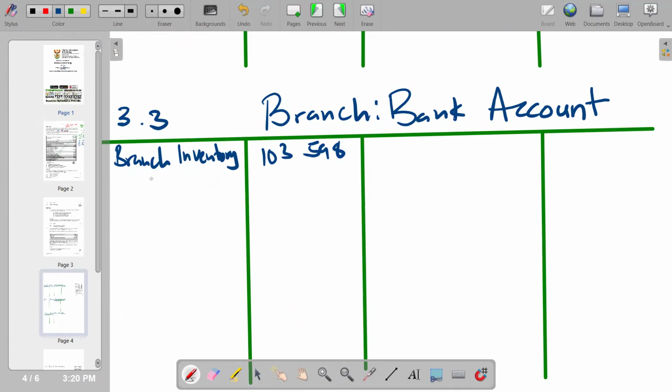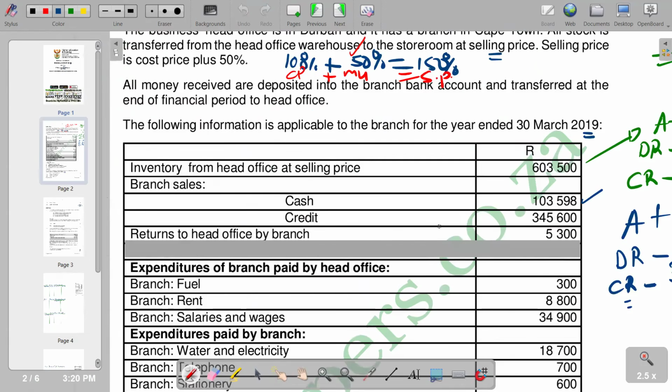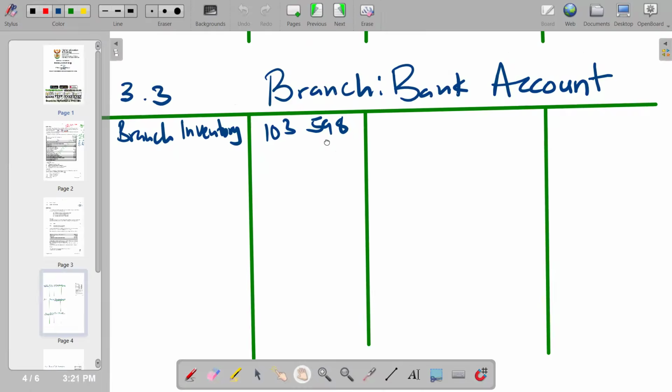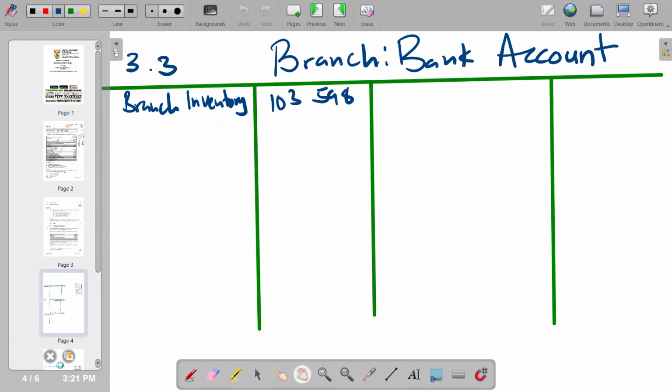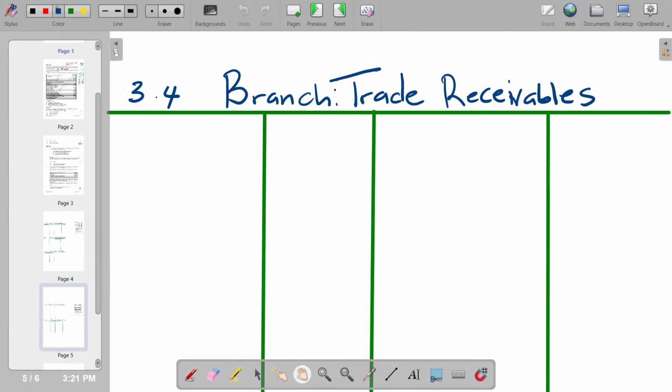Then we move on to the next item, which is going to be credit. Now, these are sales on credit basis, 345,600. So likewise, we're going to credit the branch inventory with 345,600. But then these are sales not on cash basis. So it means we are supposed to go to the branch debtors or the branch trade receivables account. And then we are supposed to debit the branch trade receivables account or the branch debtors account. So we look for that account again, branch trade receivables. So we see that we have got our branch trade receivables. So we go to the debit side, and the figure is coming from branch inventory.